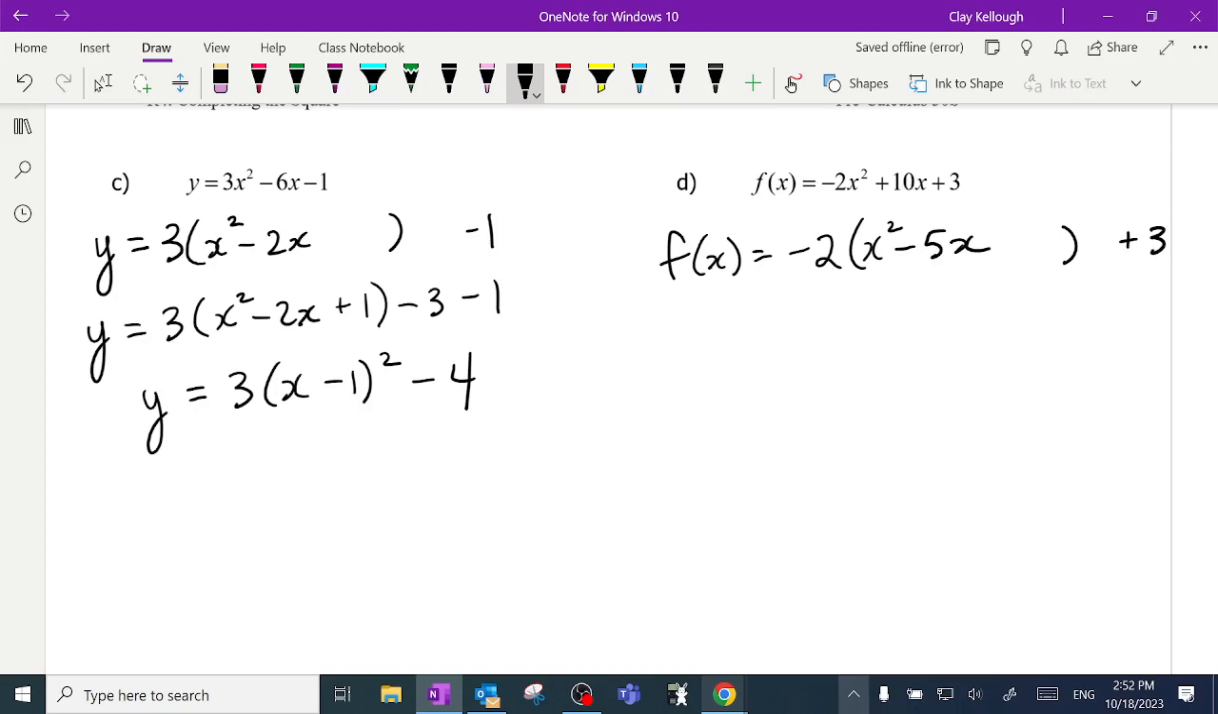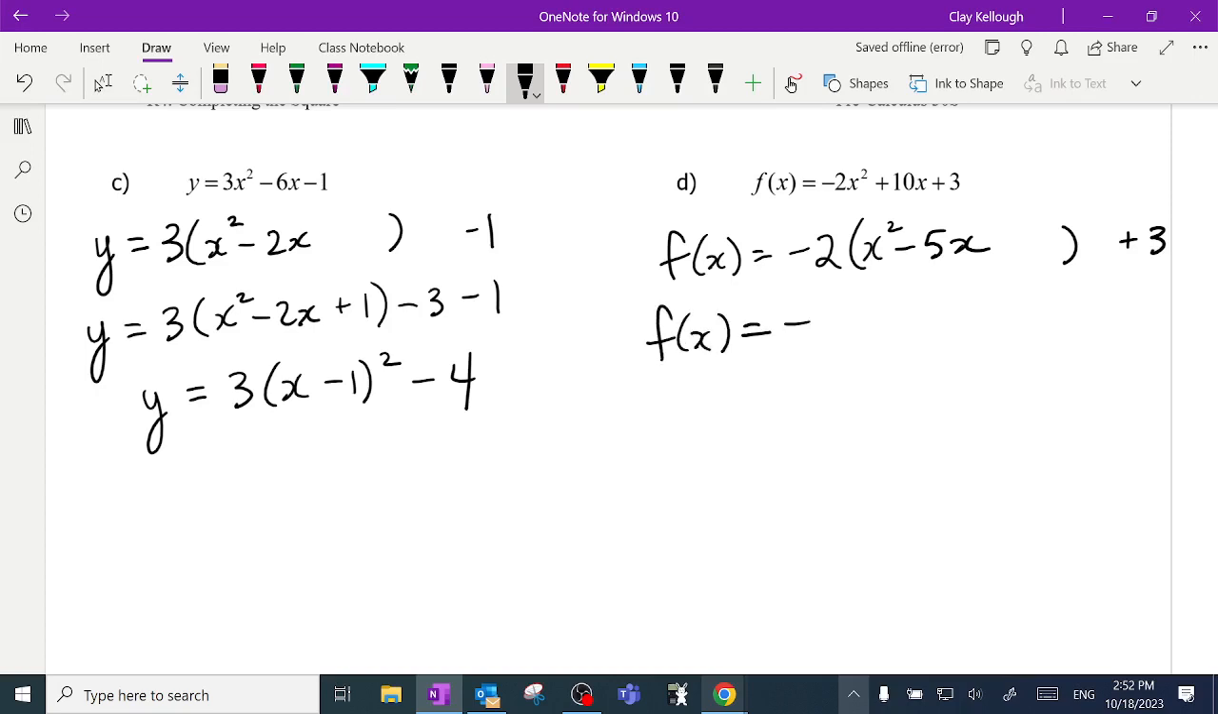-5x. So now I ask myself, what is -5 divided by 2 and then squared? And notice, because 5 is odd, I'm going to get a fraction. Don't work in decimals. Okay? Next week's test will even say your final answers must have fractions, no decimals. So here we go.